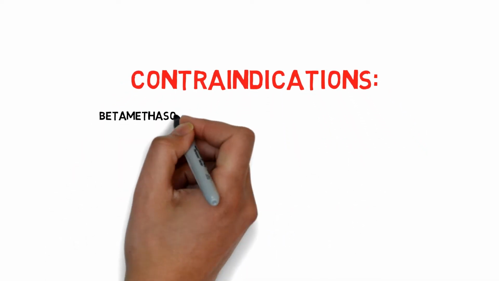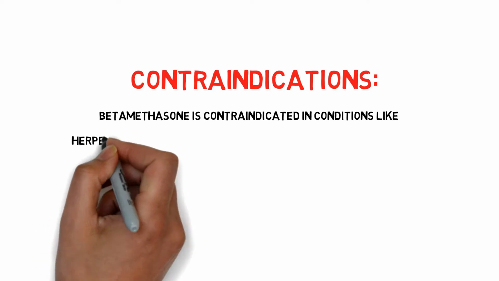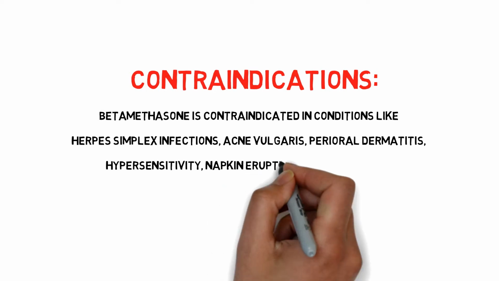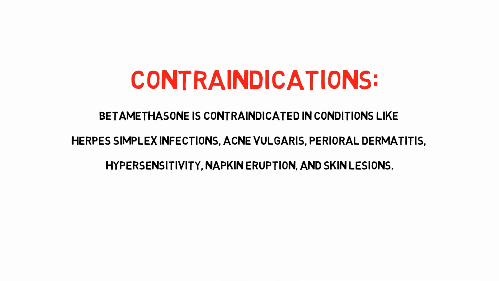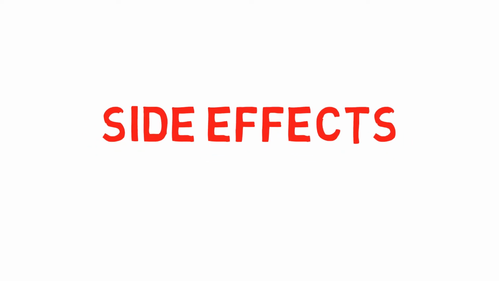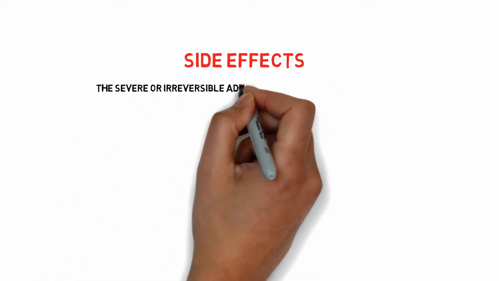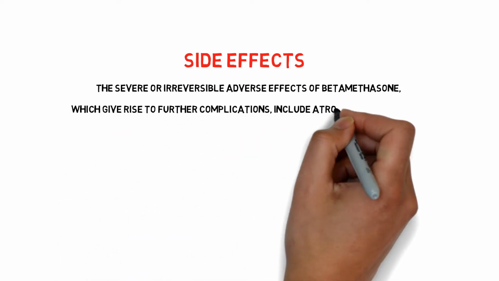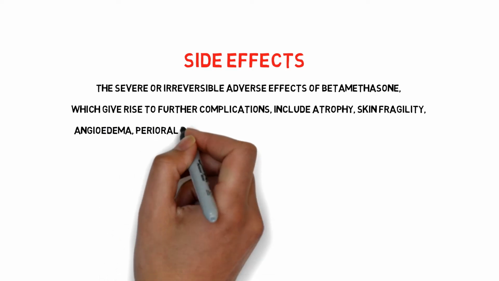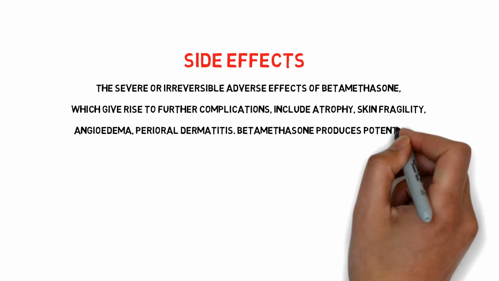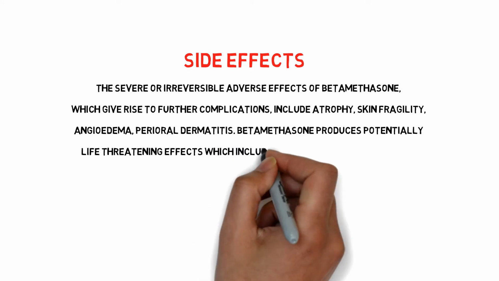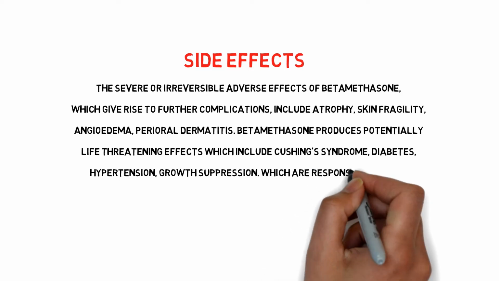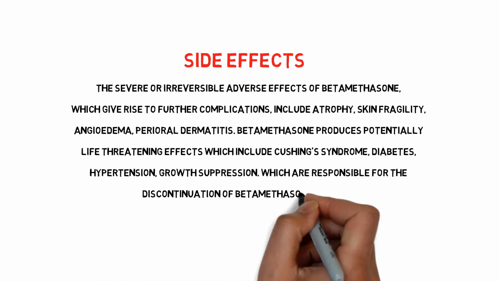Contraindications: betamethasone is contraindicated in conditions like herpes simplex infections, acne vulgaris, perioral dermatitis, hypersensitivity, napkin eruption, and skin lesions. Side effects: the severe or irreversible adverse effects of betamethasone, which give rise to further complications, include atrophy, skin fragility, angioedema, perioral dermatitis. Betamethasone produces potentially life-threatening effects which include Cushing's syndrome, diabetes, hypertension, growth suppression, which are responsible for the discontinuation of betamethasone therapy.